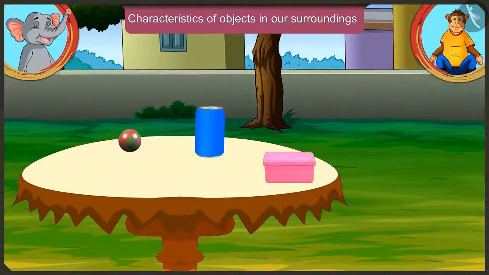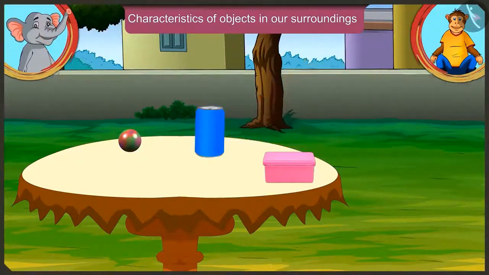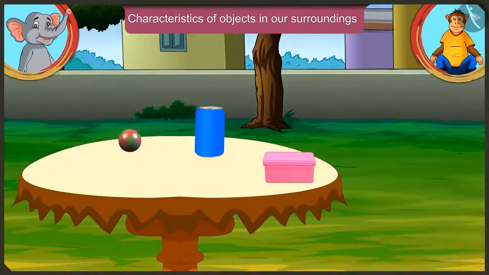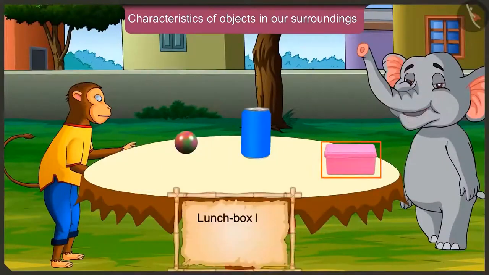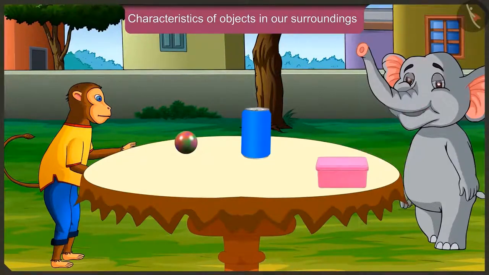Okay, I understand that. This tin can also have curved surface just like the water bottle. Now tell me, which of these objects can be moved? This is very simple. Look, this lunchbox has a flat surface. We cannot roll it like a ball. We can only slide it.